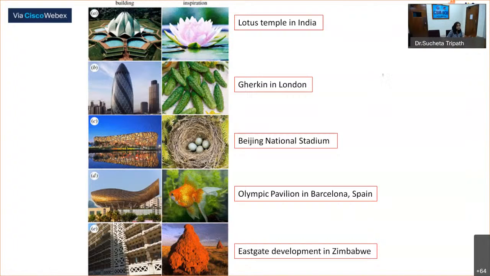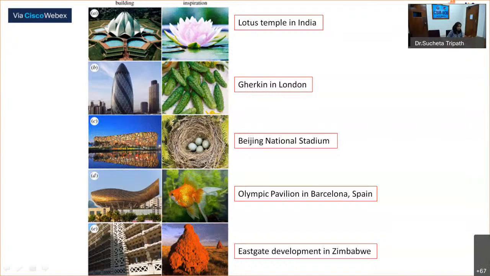For example, the first one is the Lotus Temple in India, and the second one is the Gherkin in London, which is inspired by the structure of a cucumber. And the third one is the Beijing National Stadium, which is inspired by the bird's nest. Bird's nests are very resilient; during storms and many things, it just continued to stay. It just hangs on. So they have taken a cue from there. And the Olympic Pavilion of Barcelona was also designed from nature, taking the shape of a fish.